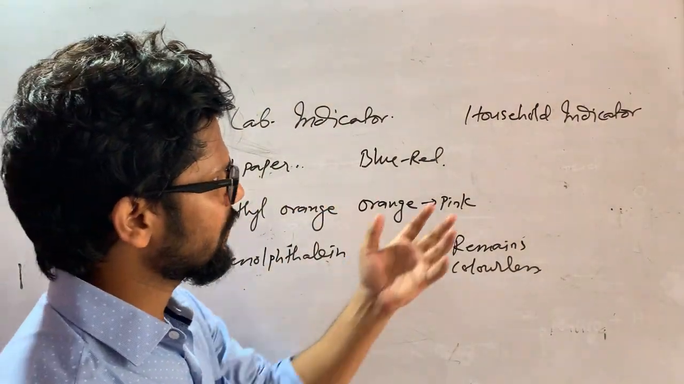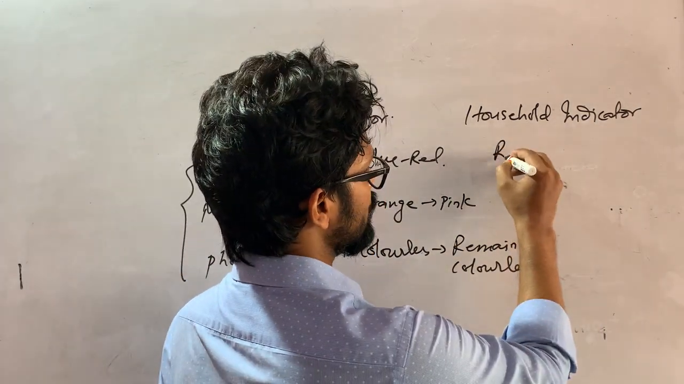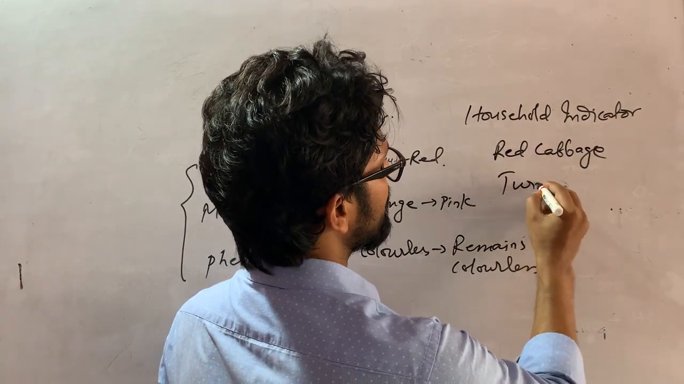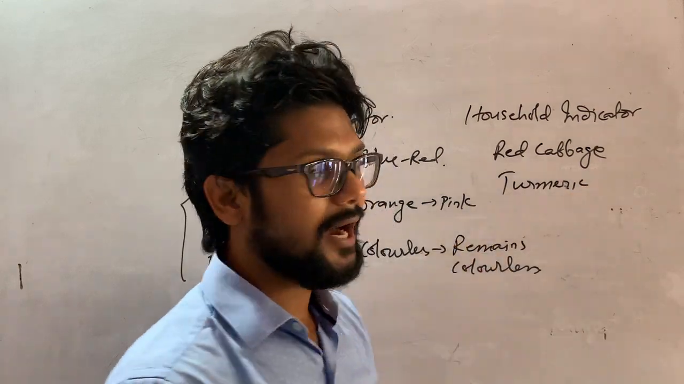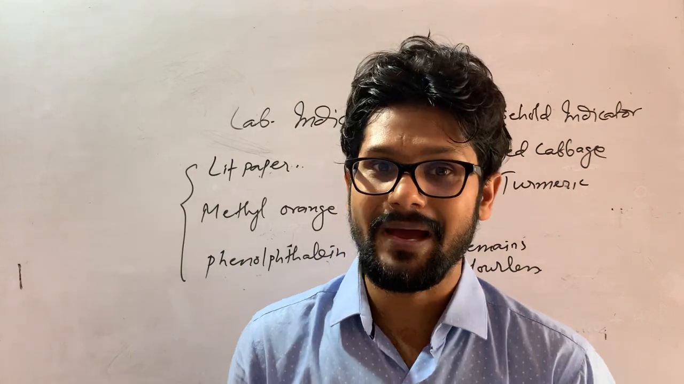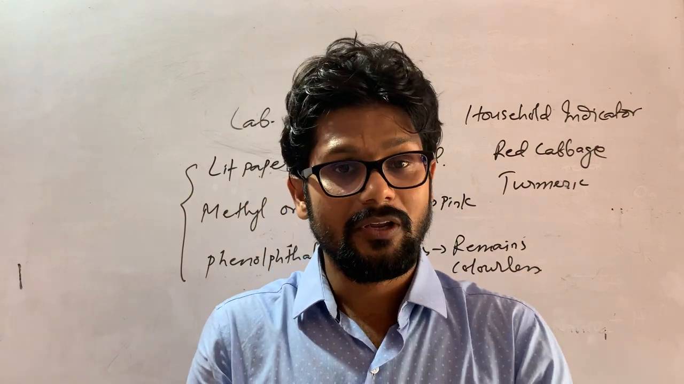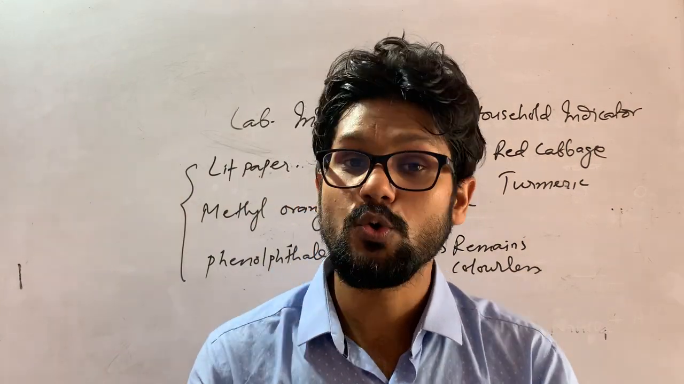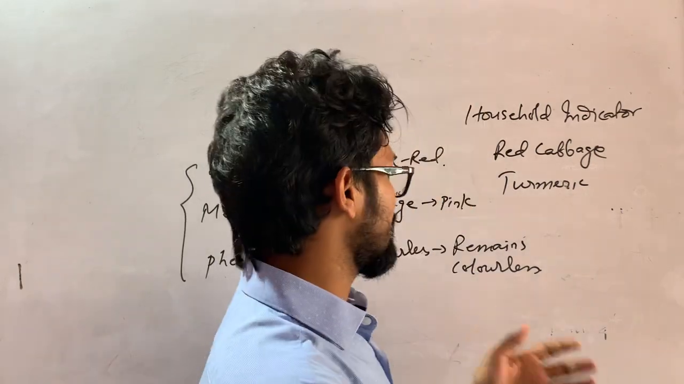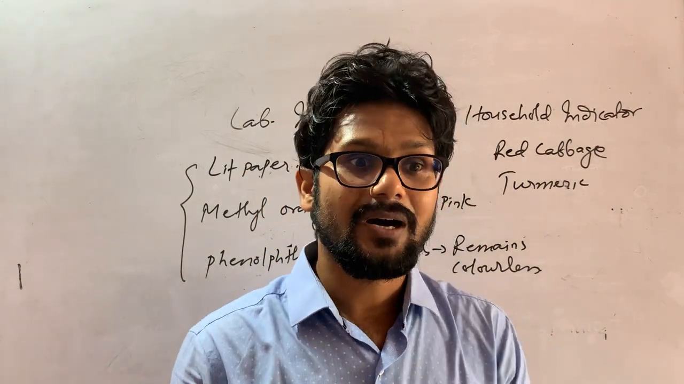You know that there are very many household indicators. Red cabbage is a household indicator, or you can say turmeric. Household indicators are those which are at home and that we can test at home, whether something is acidic or basic. A very famous example: is soap basic or acidic? We don't know, just try once. Lemon, suppose you don't know if it is acid or base, so you can do that activity at your house.